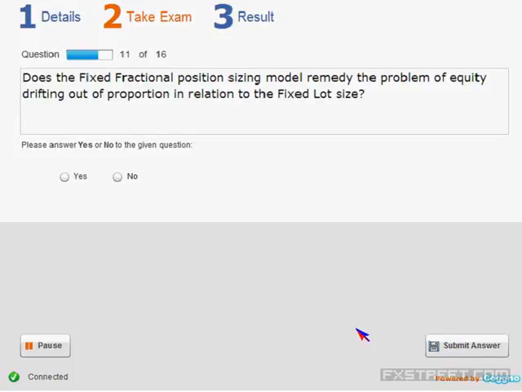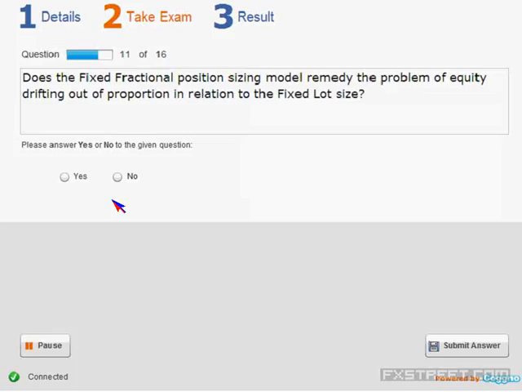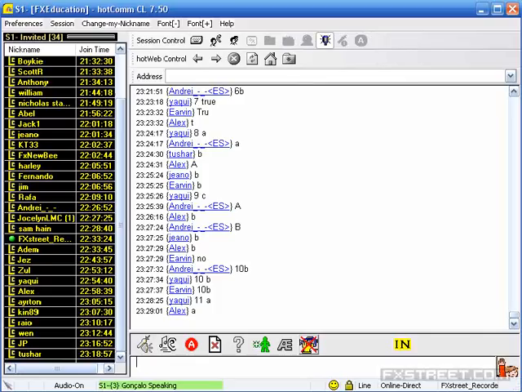Okay, I see we have the majority answer no, I think here. Right? 3 times B, 4 times B, and 2 times. Okay. All right, we submit the answer.